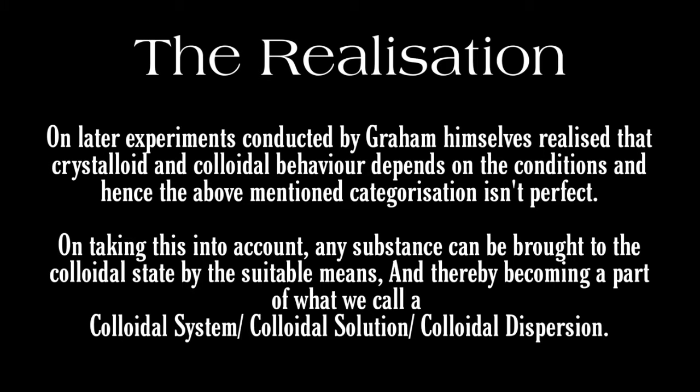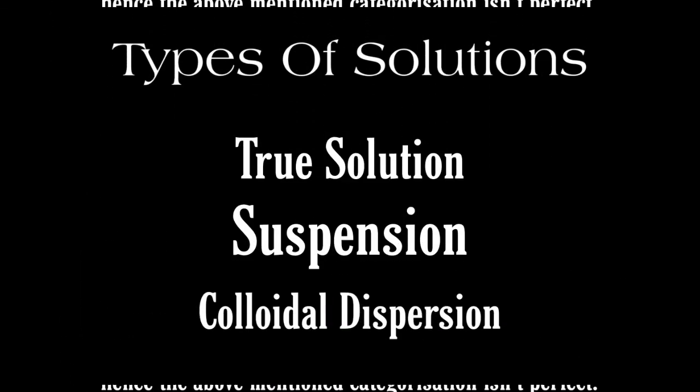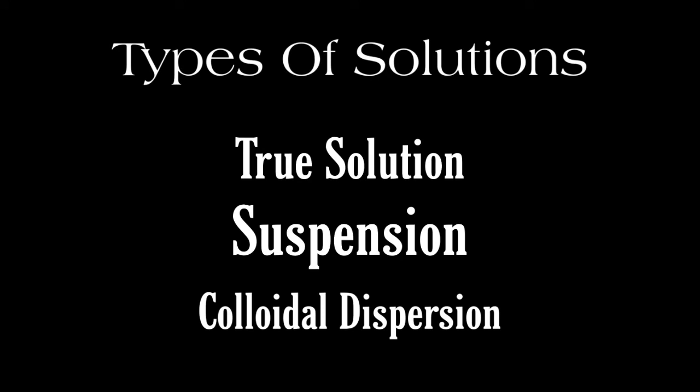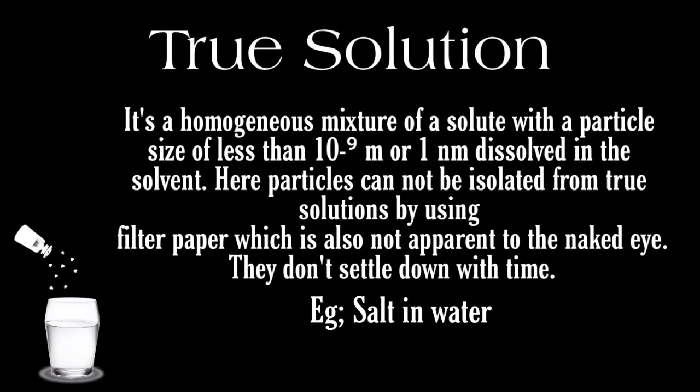Here, along this short journey, we are about to take a glance at some of the terms and classifications which we will need later. First of all, let's see the types of solutions. As we know, there are three types of solutions, namely true solution, suspension, and last but not the least, colloidal dispersion. Let's see what a true solution is. A true solution is nothing but a homogeneous mixture of a solute with size less than 10 raised to minus 9 meters, or 1 nanometer, dissolved in a solvent.